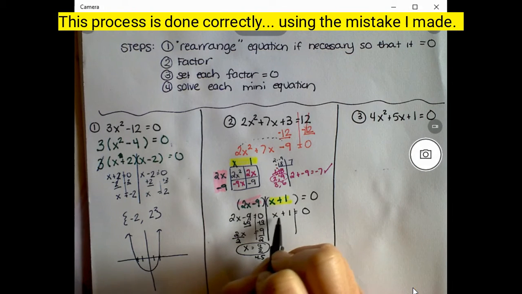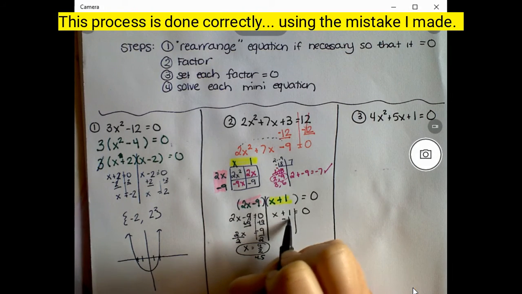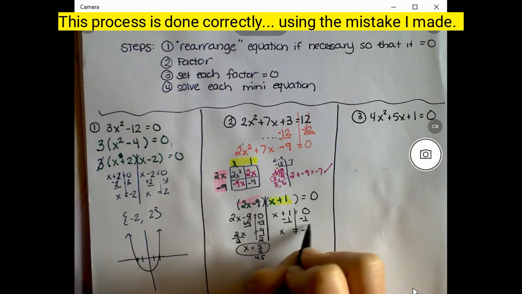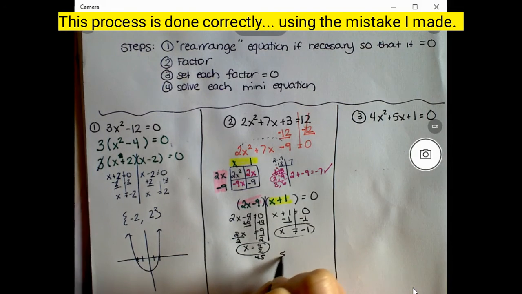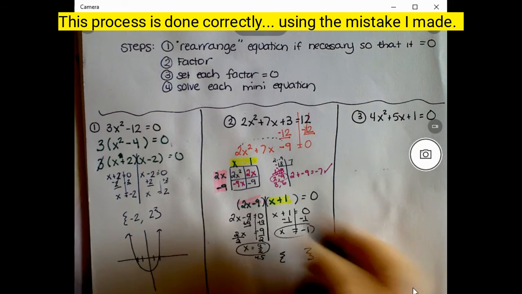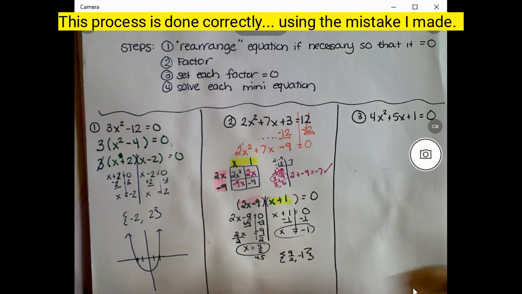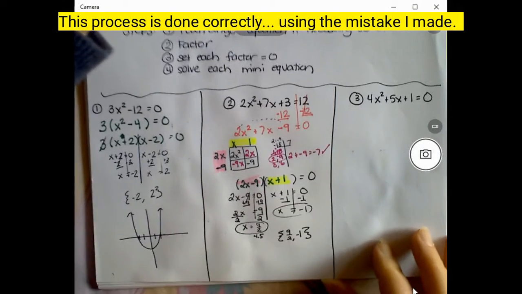All right. X plus 1 equals 0. We will subtract 1 from both sides. Okay. So the solutions to this quadratic equation are 9 over 2 and negative 1. That's what x equals. Okay.